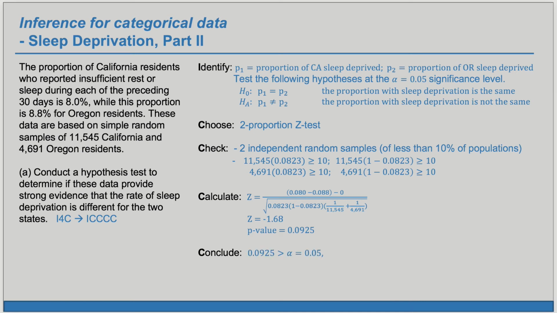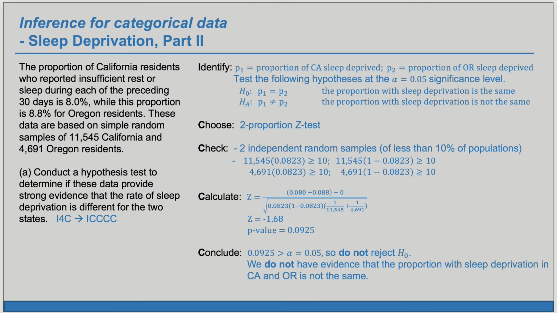Our p-value is greater than alpha. And so when the p-value is greater than alpha, we do not reject H sub 0. And if we do not reject H sub 0, we do not have evidence for H sub A. So what are we saying? We're saying we do not have evidence that the proportion with sleep deprivation in California and Oregon is not the same. And you do notice that double negative there, which is fine.